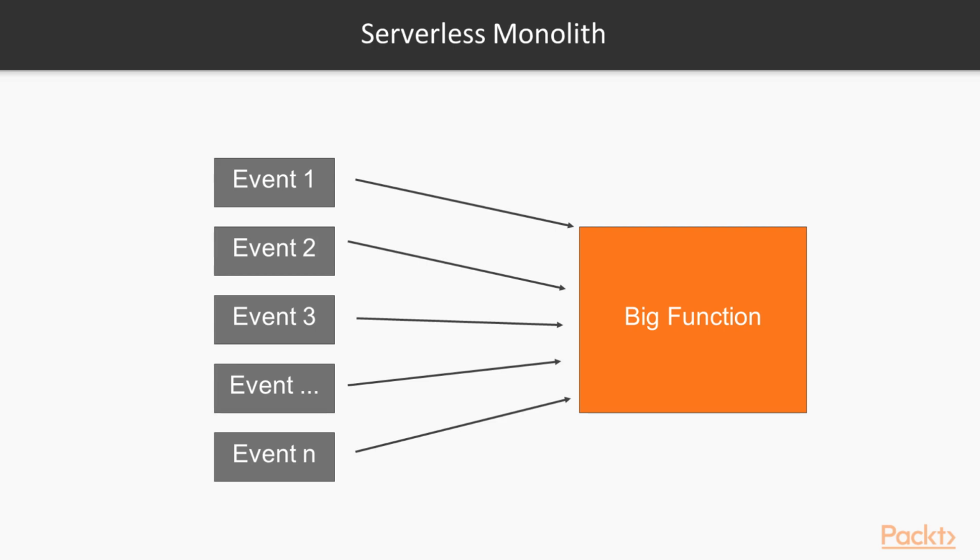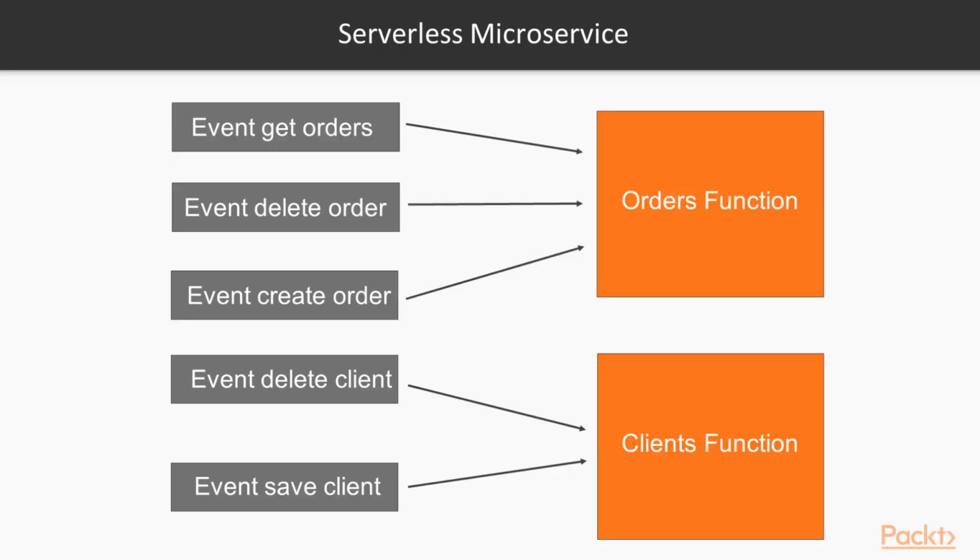And sometimes the function can be so big that the files exceed the allowed size by AWS. So don't do this. Serverless monoliths are a no-no. The next pattern I want to talk about is the serverless microservice.